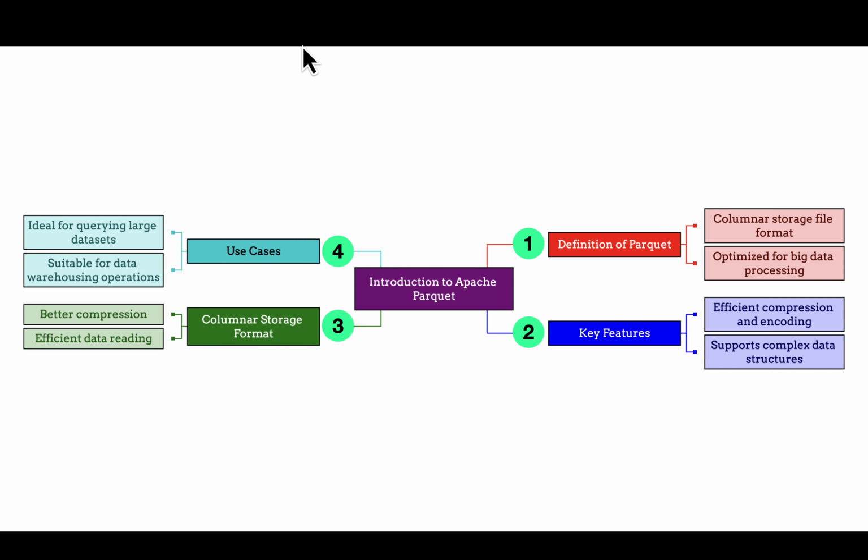4. Use cases. Parquet is particularly suitable for complex data processing tasks within big data ecosystems, such as querying large datasets with Apache Hive, Apache Spark, and other Hadoop-based tools. It's also used in data exchange between systems and for long-term storage of data.